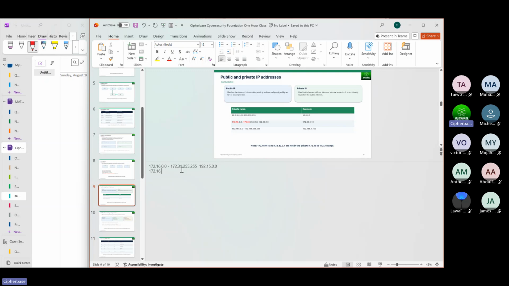As you can see, this 16, that's the list to 31. That is, it can be from 172, then to this 172.31 dot this. So what I'm saying here is that it ranges from 16 to 31.